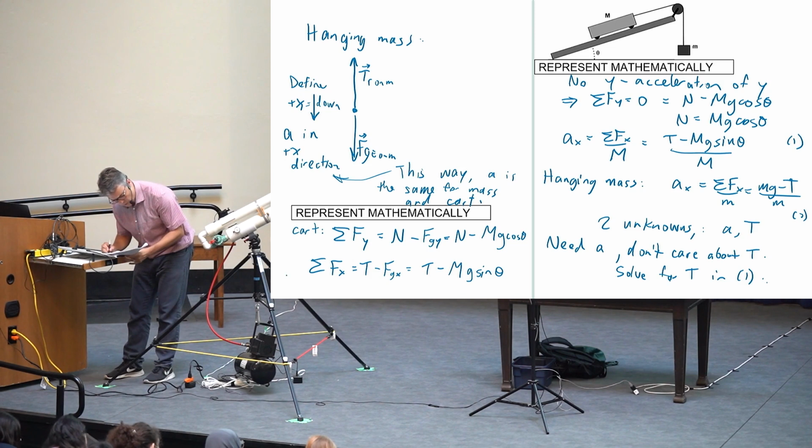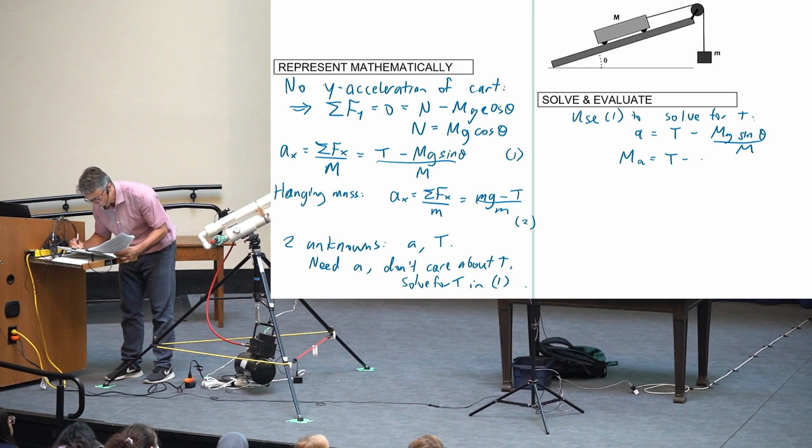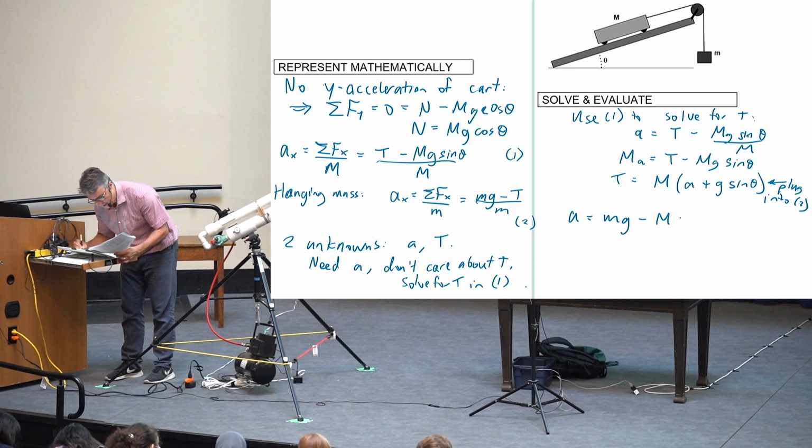So we're going to use 1 to solve for T. A is equal to T minus mg sine theta over capital M. MA is equal to T minus mg sine theta. So T is equal to capital M times A plus g sine theta, I think. And I'm going to plug this into the hanging mass equation, into 2. And I get A is equal to mg minus capital M times A plus g sine theta, all divided by little m.